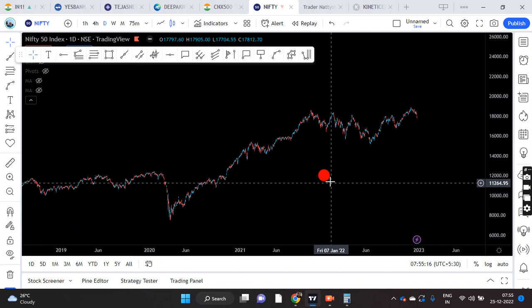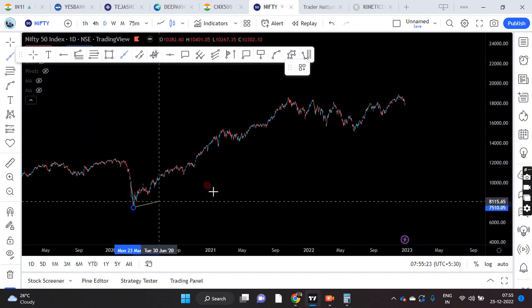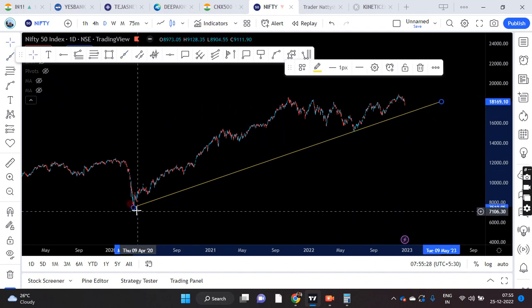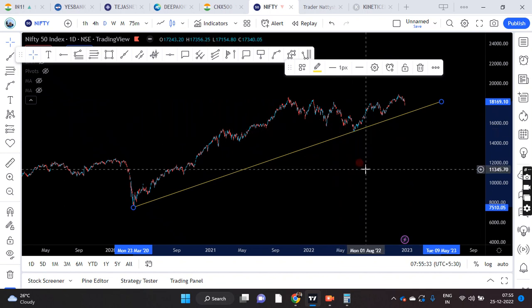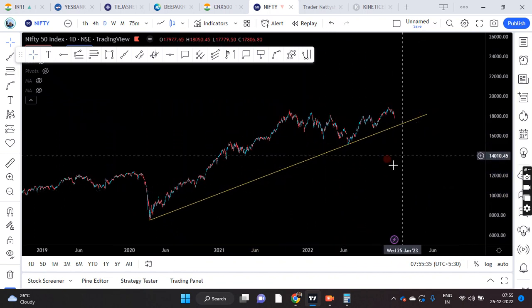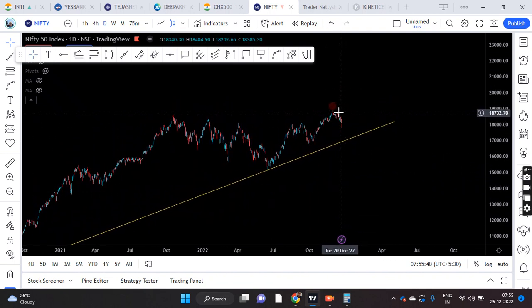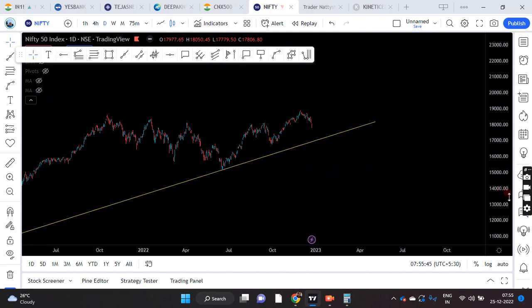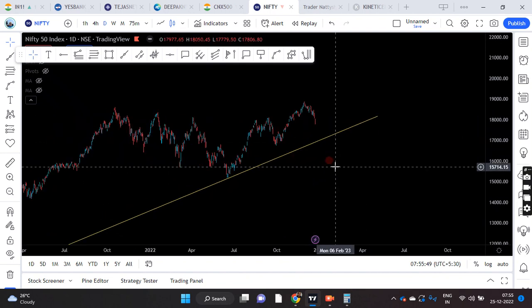This is a bearish analysis. The first thing I am going to do is connect this trend line. This is a beautiful trend line, the yellow trend line, which connects the 2020 COVID low with the June 22 low. So there is a possibility that Nifty could come to touch this trend line, which is the first possibility, in which case it could fall further.